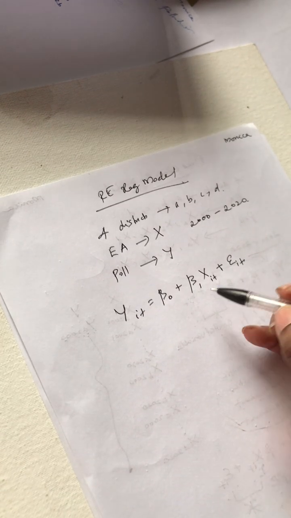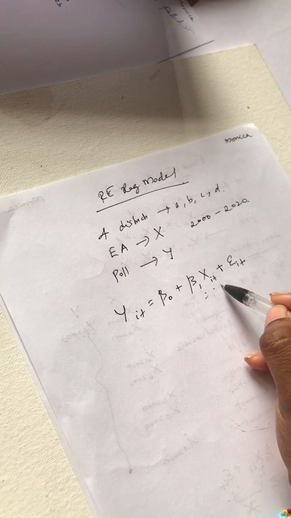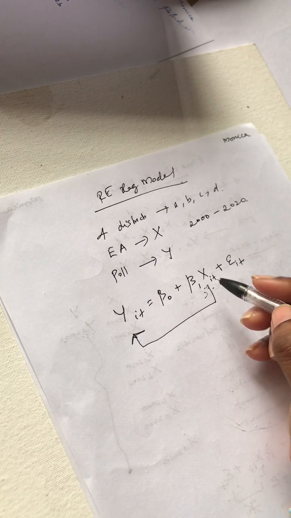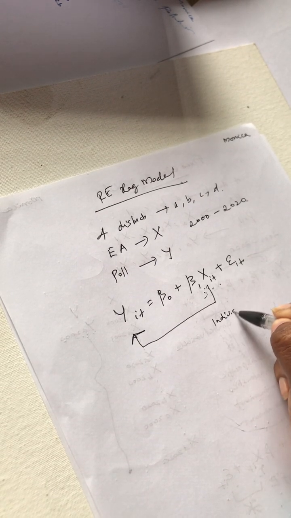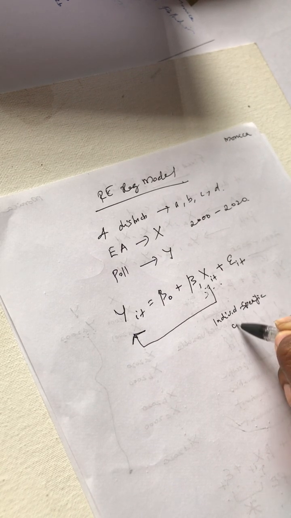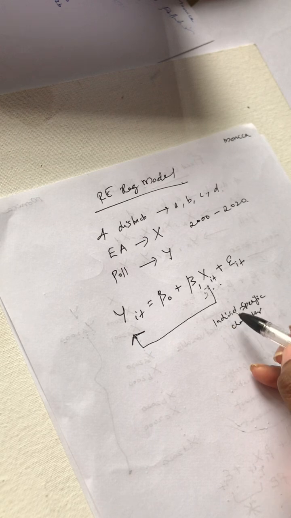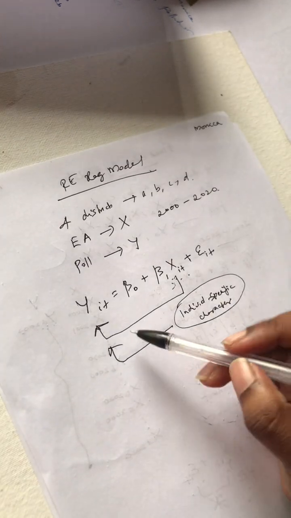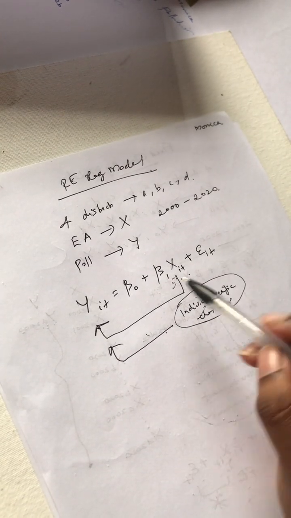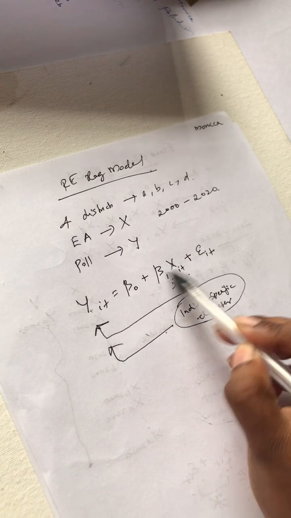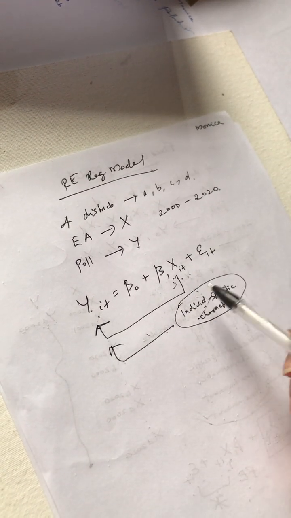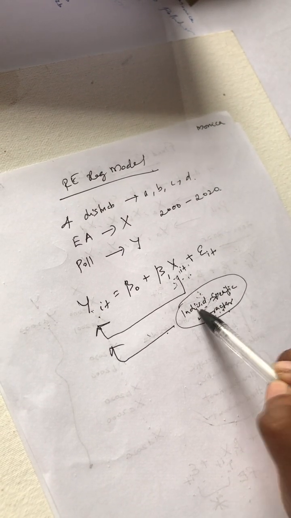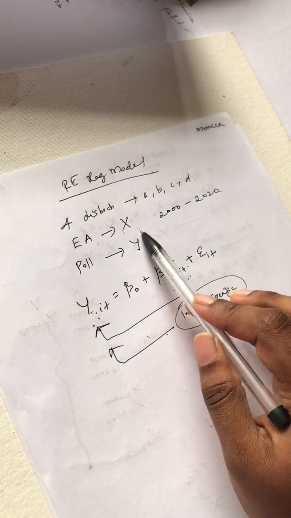epsilon_it. Now we are interested not only in the relationship between X and Y, but we are also interested in the individual specific characteristics and the impact of these individual specific characteristics on Y. So in the earlier model of a fixed effects regression, we are trying to control for these so that we get the absolute effect of X on Y. But in the case where you are actually interested in these individual specific characteristics and what they have on Y, we use a random effects model.